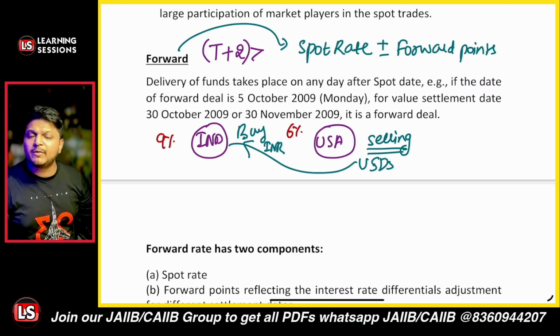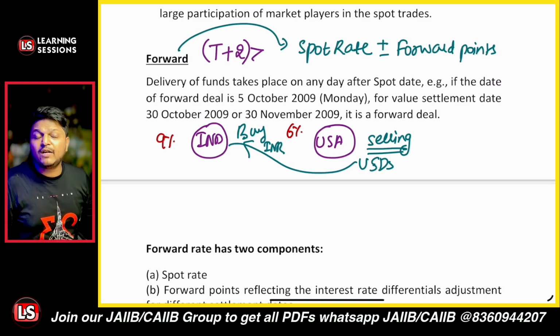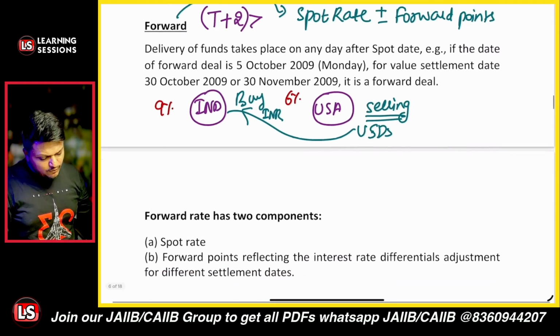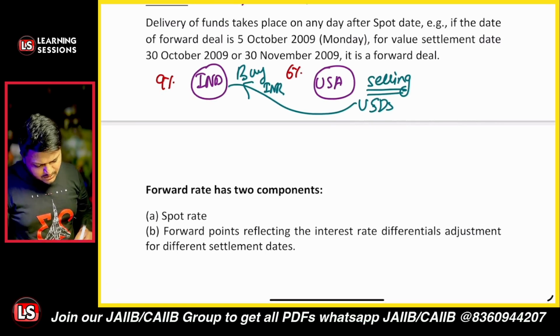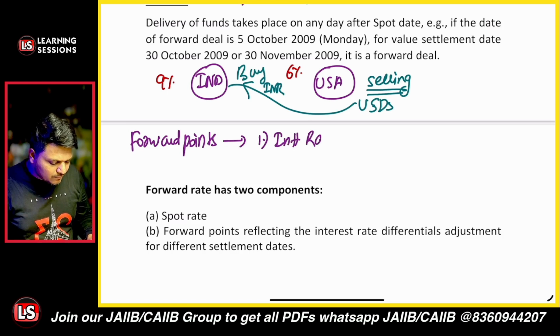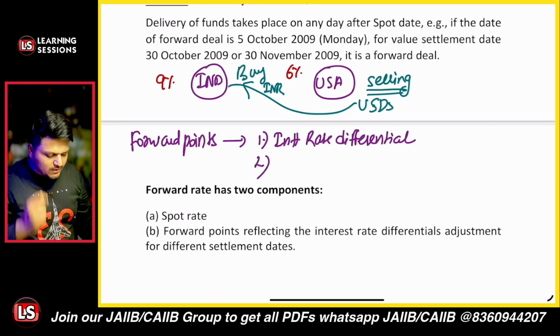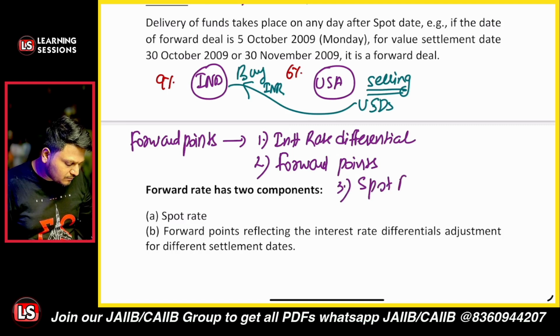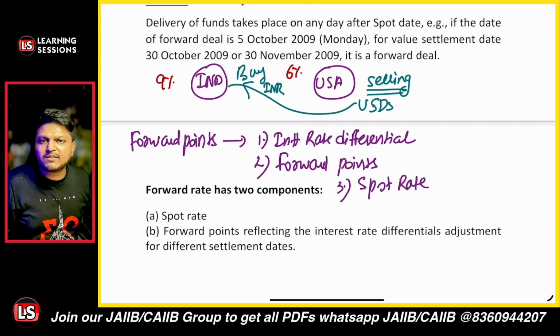Other factors are related to the forward period. Let's guess if we are going to calculate the forward rate for 3 months, then 90 days will be there. If we are calculating for 1 month, then 30 days will be there, and this is also a factor. So if we talk about the factors which are going to impact the forward points, one is the interest rate differential, the other is the forward period, and last but not the least, the third factor is the spot rate. So these three factors are there.